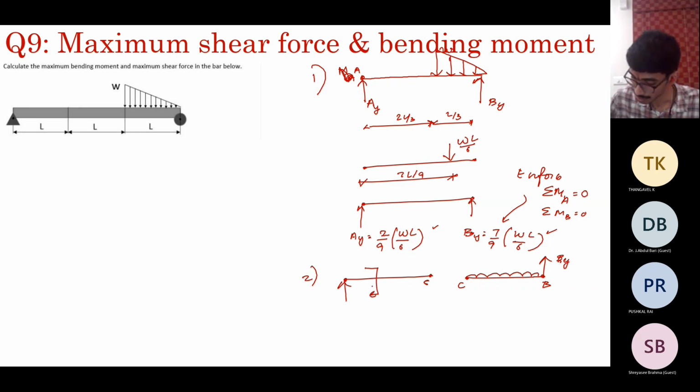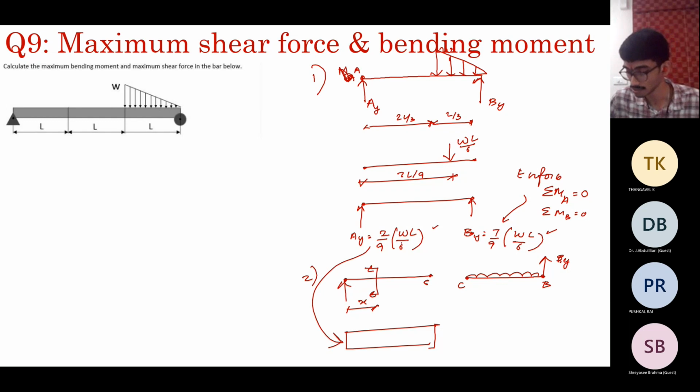So if you cut at the distance X, you get a constant shear force diagram in this section. So what is it equal to? It is equal to this value. And left up is positive. So this is a positive shear force of 2WL by 54.